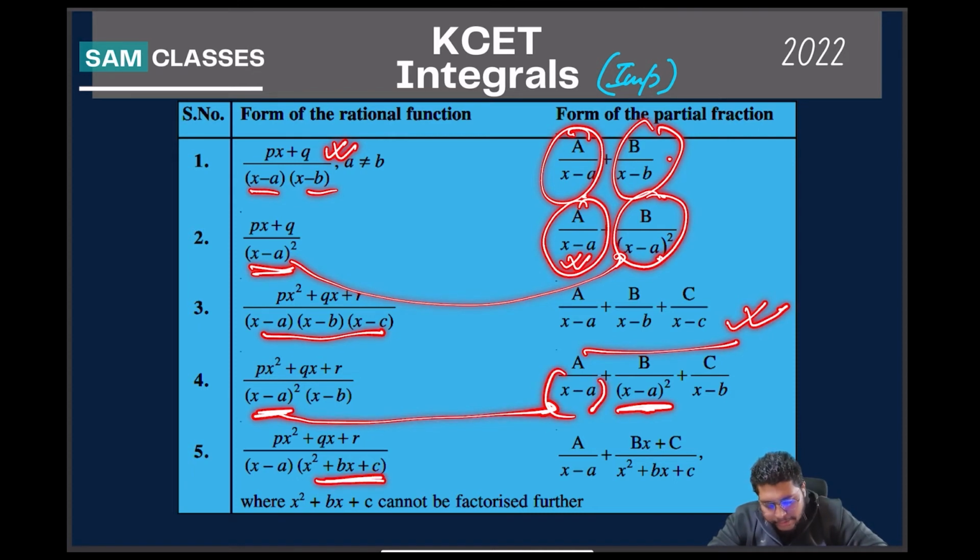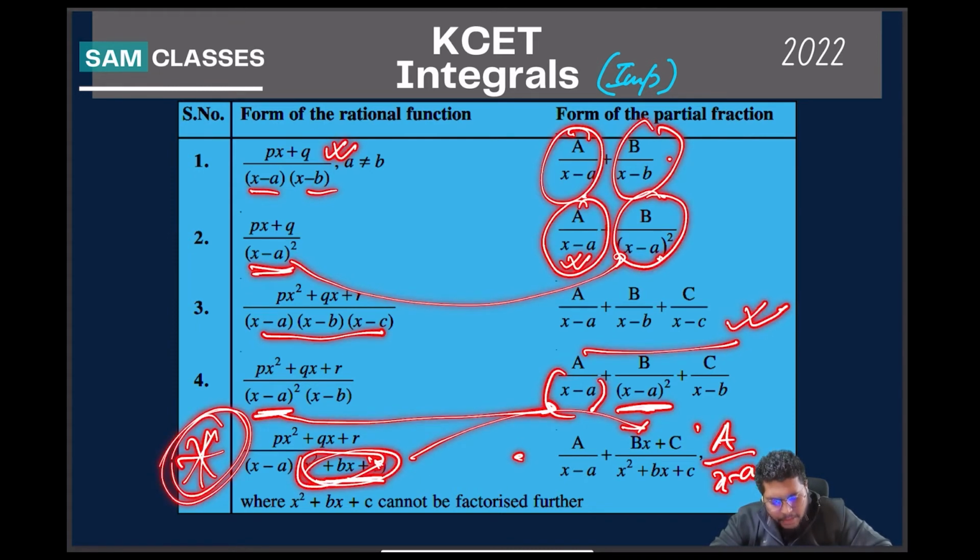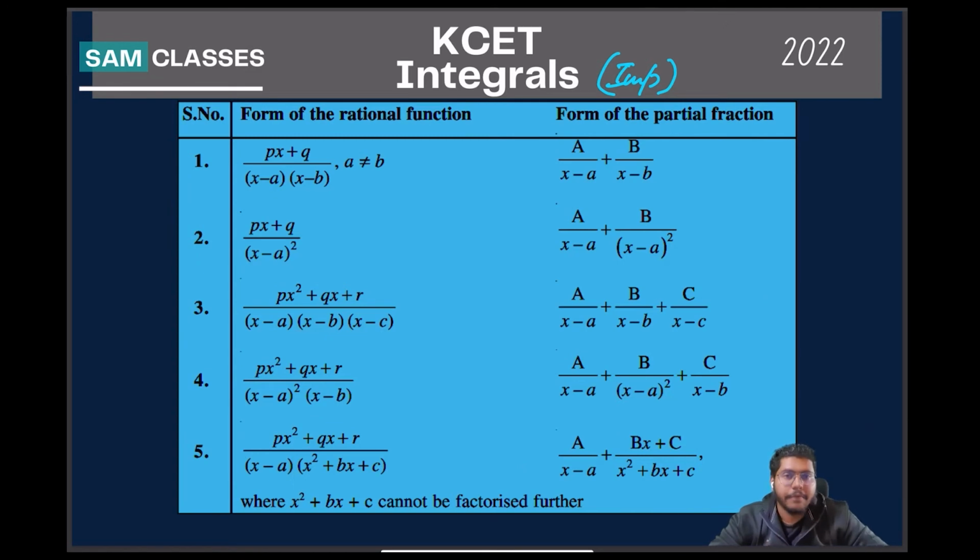If you have a quadratic, then we write it in a different way. Whenever we have a quadratic, students, very important, we write two variables there. So A by x minus a is simple, plus Bx plus C by x square plus bx plus c. Clear? So all this we will explain with examples and take it with the PYQs. Don't worry. Just note everything down, make proper notes from today onwards. Okay.